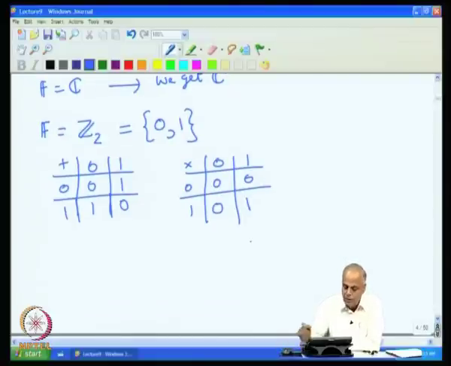This is the simplest multiplication table that one can remember. Now, with these operations of plus and into, Z 2 is a field. So, we are looking at the field Z 2, plus and into.